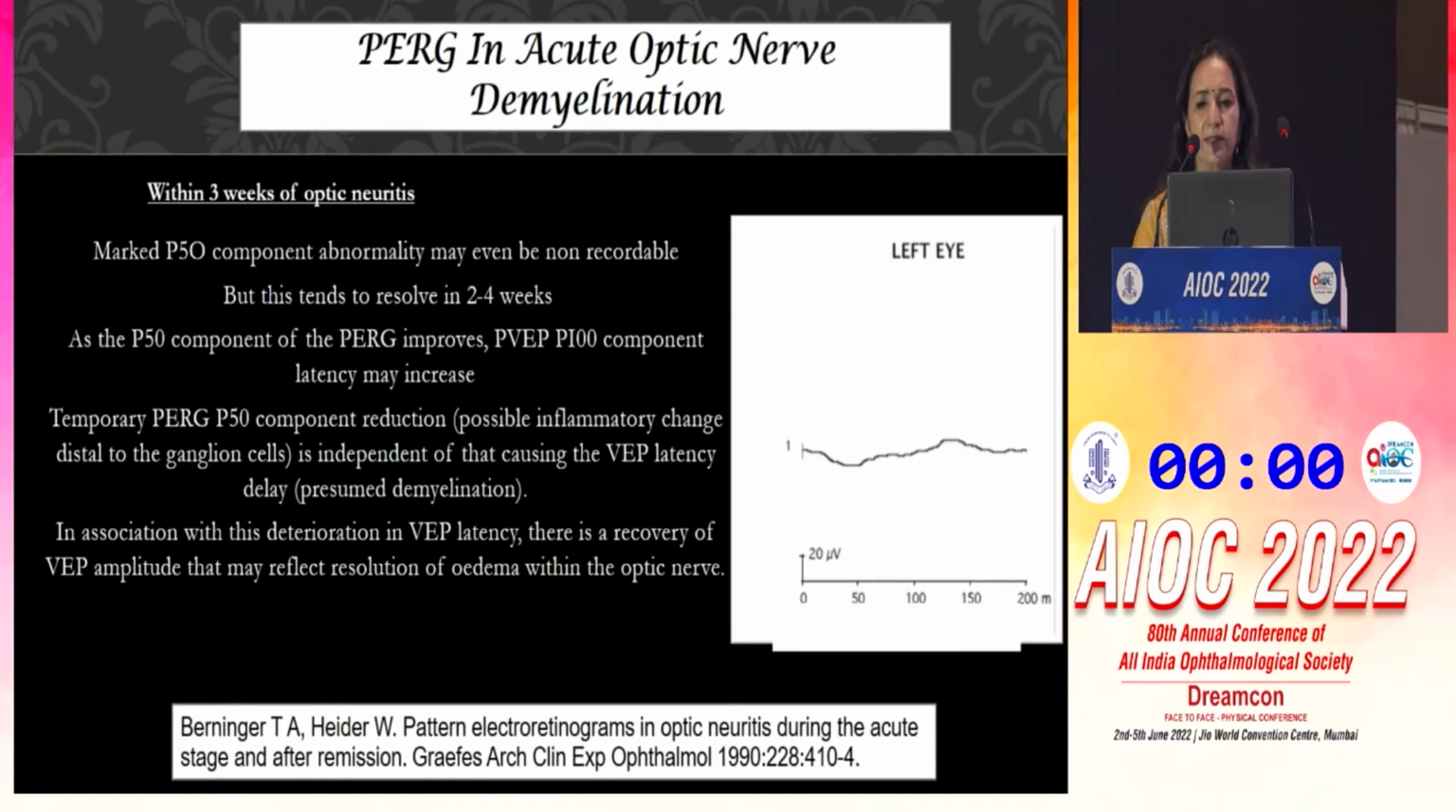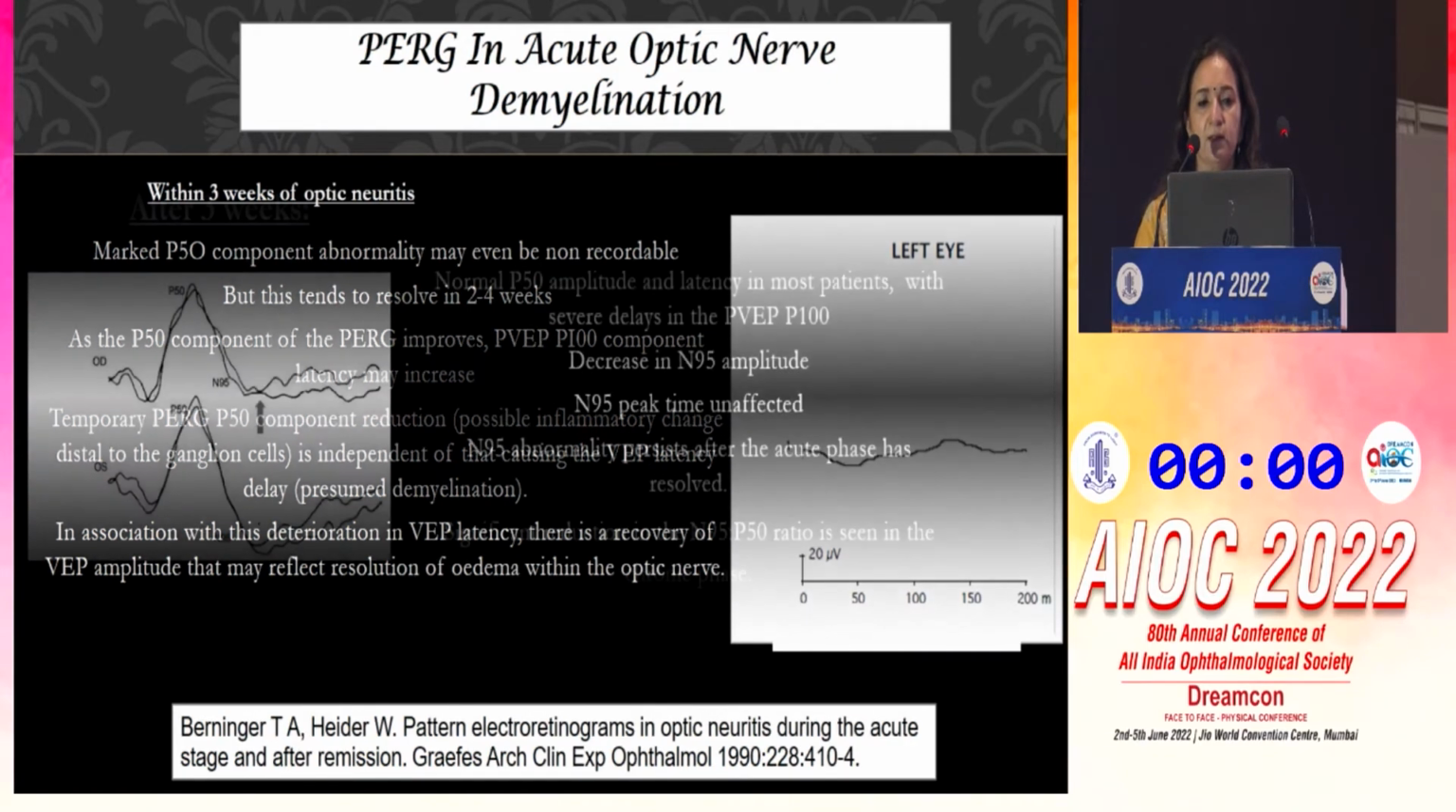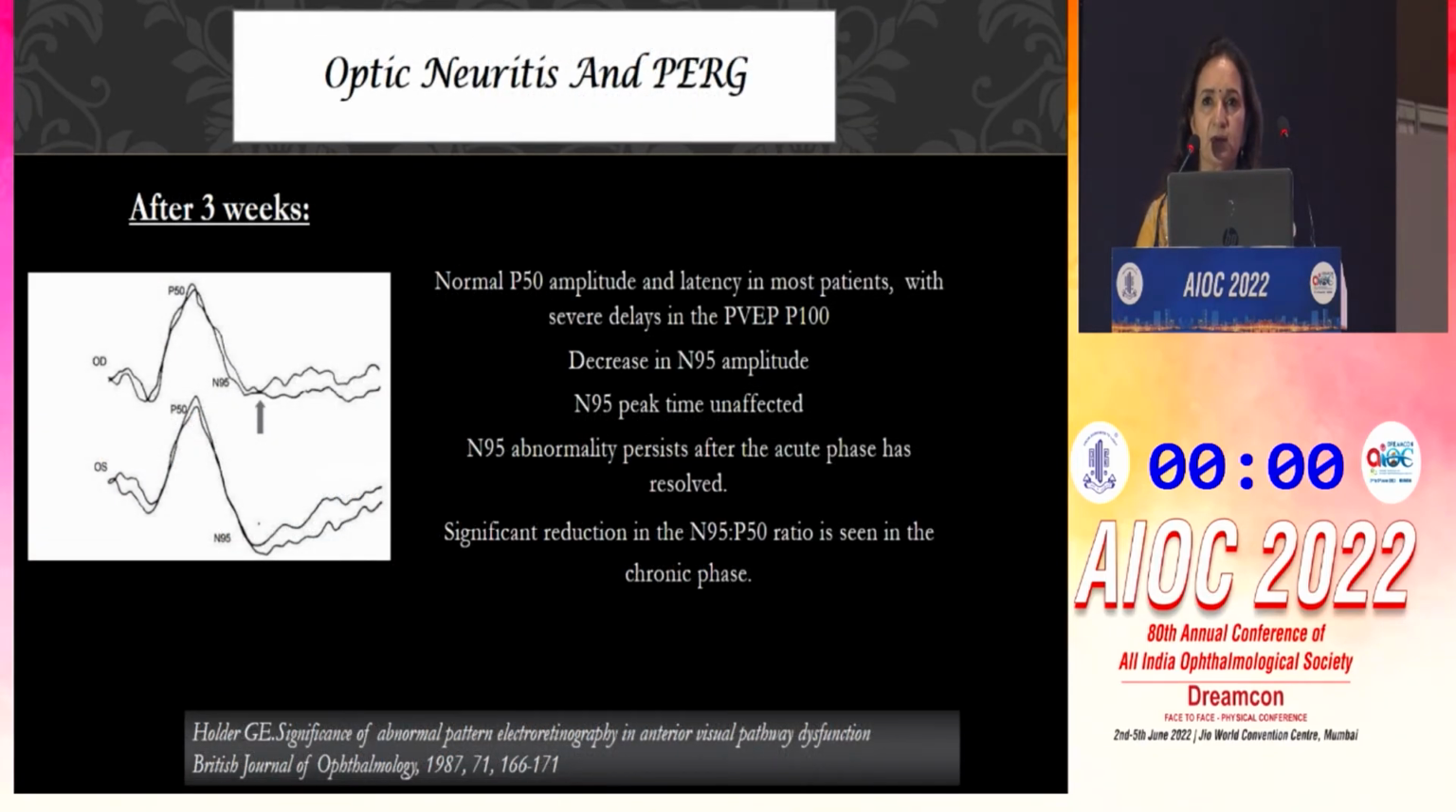Just to give you an example, in the acute stage of optic neuritis, because the vision is very low, PERG will be totally unrecordable. By 3 weeks, as the vision starts improving, PERG starts coming up, but you can see P50 comes to normal, N95 does not come to normal, so it is decreased.